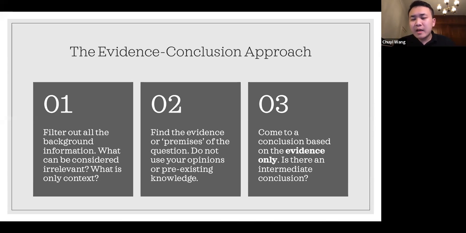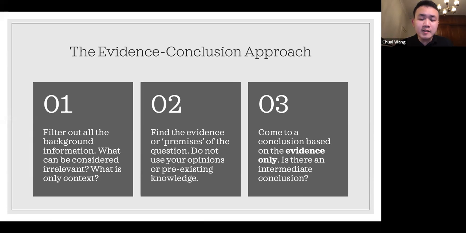The second step in the evidence conclusion approach is we have to find the premises or the evidence for the question. Now, what that means is once you realize what the question is asking you to do, and all of this is going to get clarified and applied, so if you're feeling a little confused now, don't worry. You have to find the evidence or what we call the premises of the question. Which sentences in this question are going to be useful, do we need to apply to actually help us solve the question?